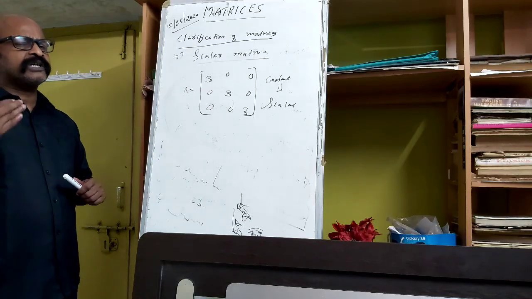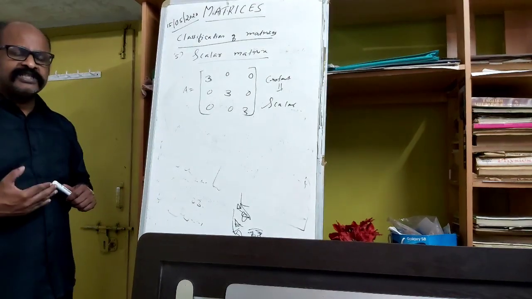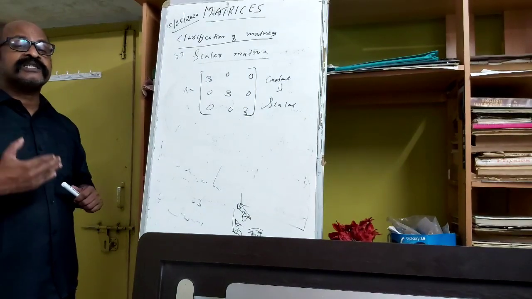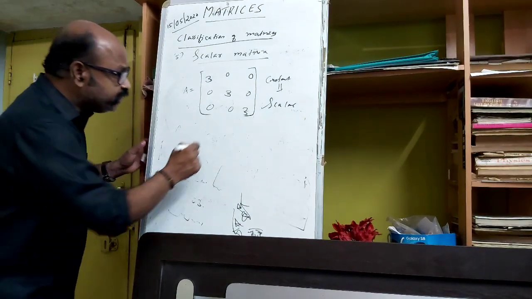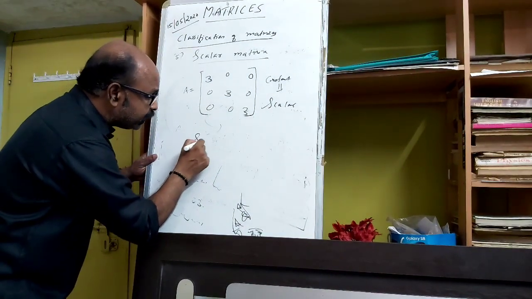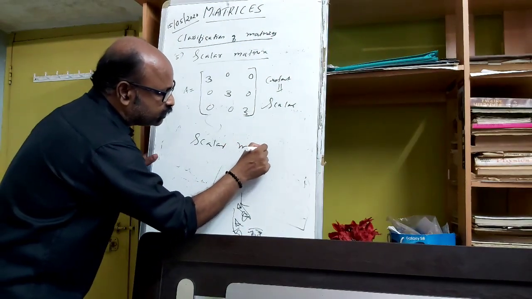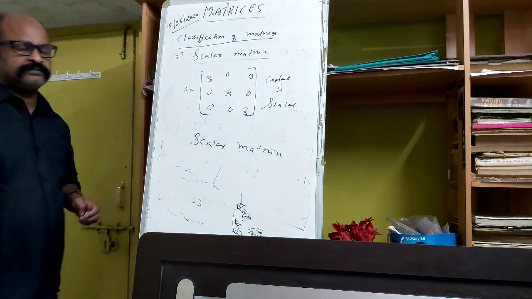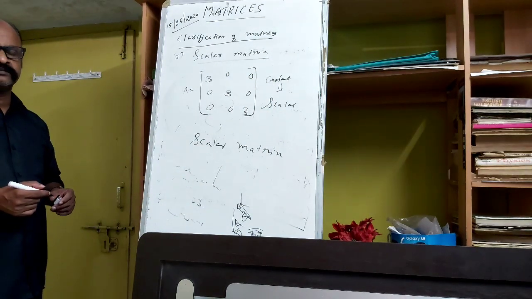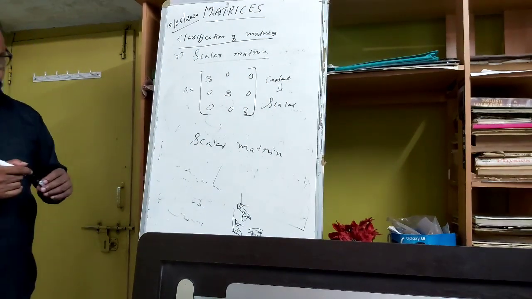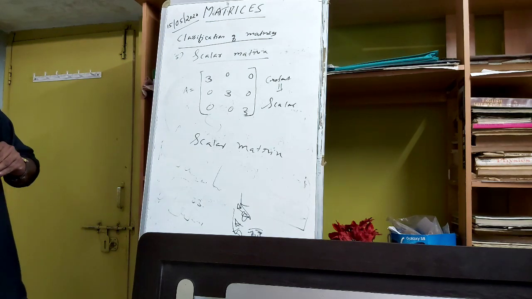Constant, more classically or mathematically called a scalar. So we call this matrix a scalar matrix. Clear? So what is the definition? What is meant by a scalar matrix?